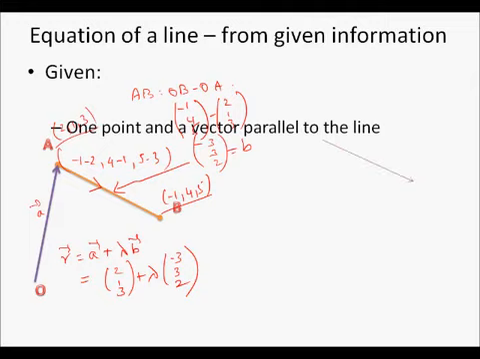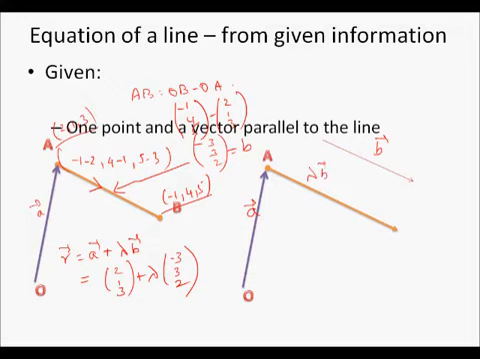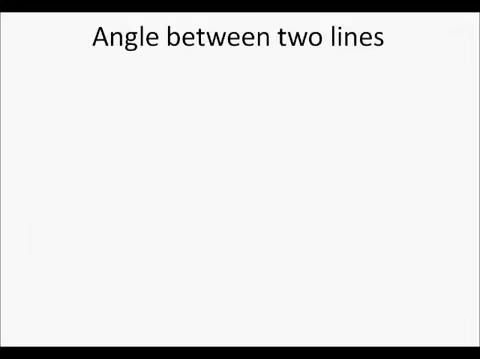Okay, so what about one point and a vector parallel to the line? You have a vector b and you are given one point a. You need to find the equation of this line. When the point is given, you can find the position vector of the point. So this one is lambda b, and we know that r is equal to a plus lambda b, as we did before.